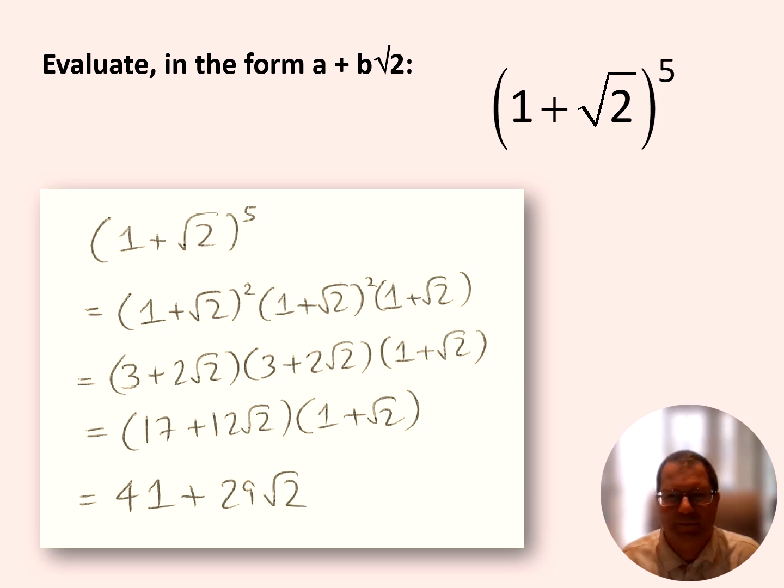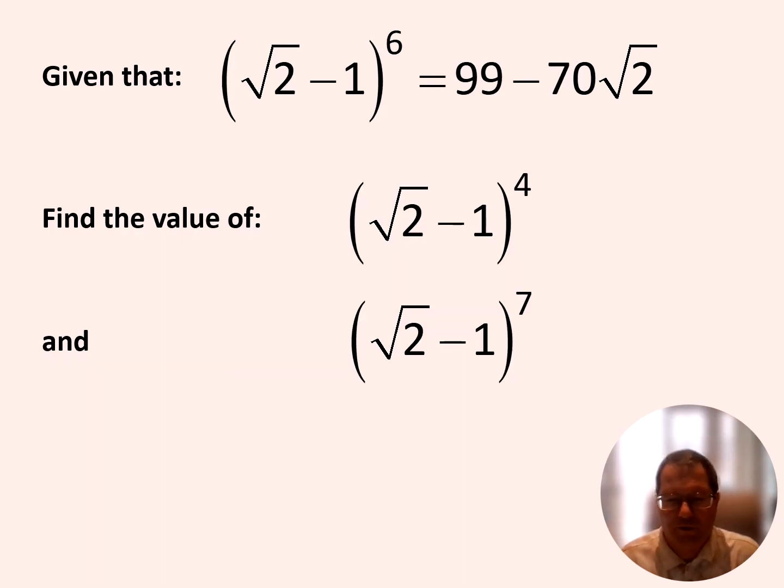Here's a question for you to try if you'd like to pause the video. You've been given that root 2 minus 1 all to the power 6 is equal to 99 minus 70 root 2, and you've been asked to find out what root 2 minus 1 to the power 4 is and what root 2 minus 1 to the power 7 is. By hand, without just typing on a calculator. Answers will appear in a separate slide.